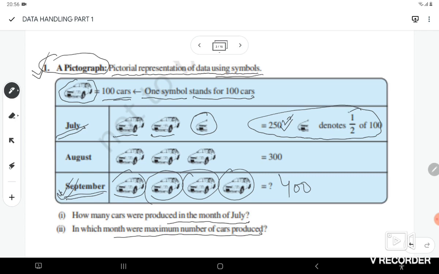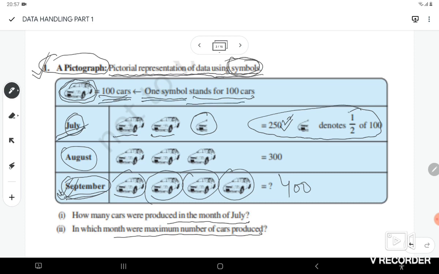So first is a pictograph. What is a pictograph? Pictorial representation of data using symbols. In this data there are different months, July, August and September, and we have to represent the number of cars produced in these months. We have simply used one full car picture to represent 100 cars.